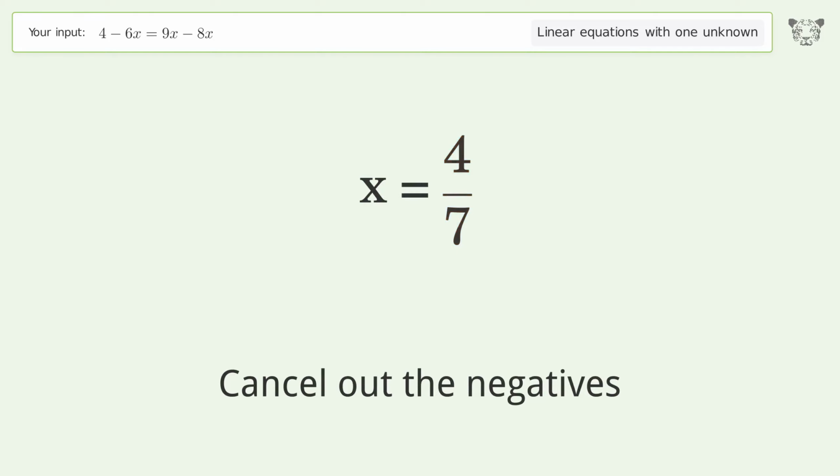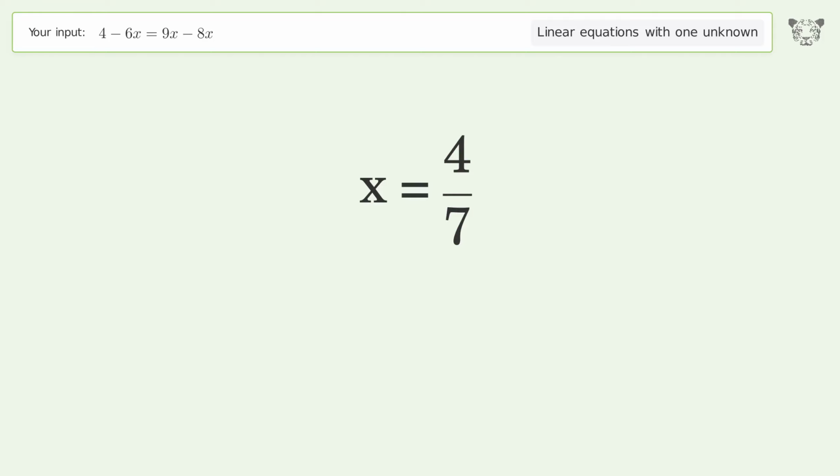And so the final result is x equals 4/7.